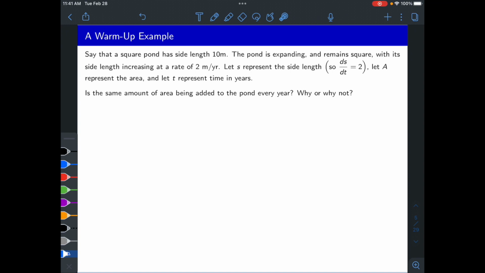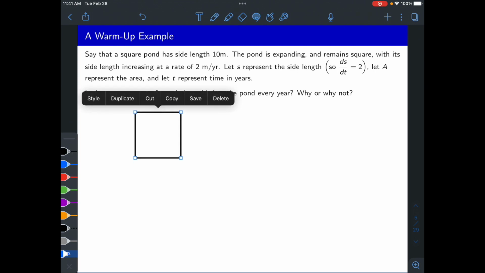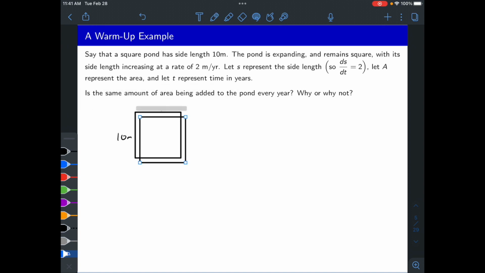So initial question: is the same amount of area being added to the pond every year? Why or why not? If we just want to visualize this, just using a square, here we have some square. We'll say that the side length of the square is 10 meters. And then let's increase it by 2 meters, like so. So how much does the area go up by?